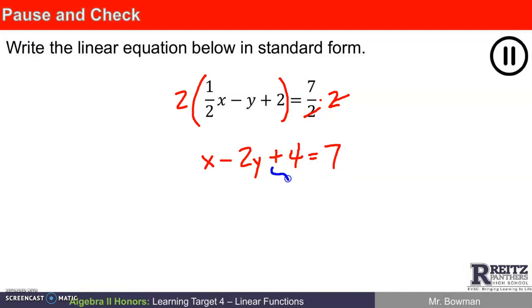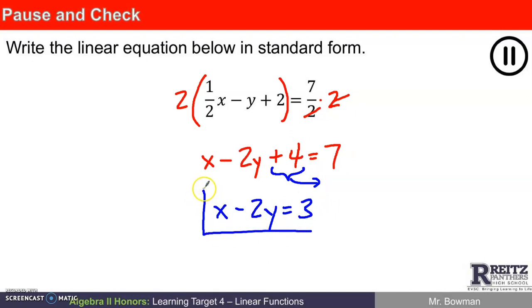And we're almost in standard form, but I don't have my number term entirely on the right side. So let me take this positive 4, ship it over to the other side of the equation and make it negative. How about x minus 2y? 7 minus 4 would be 3. x minus 2y equals 3. Sounds like a great place to stop.